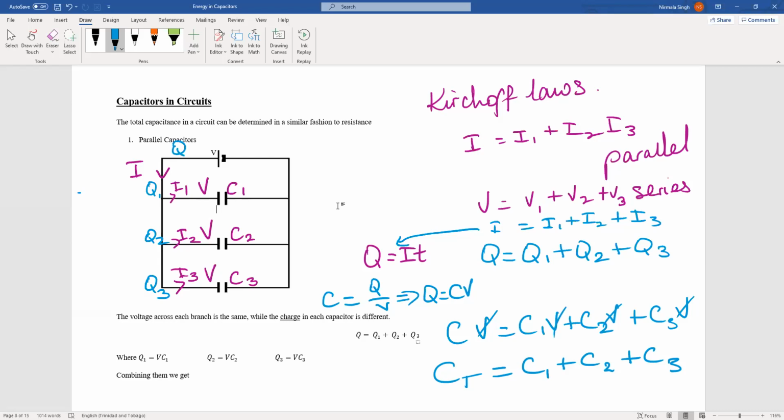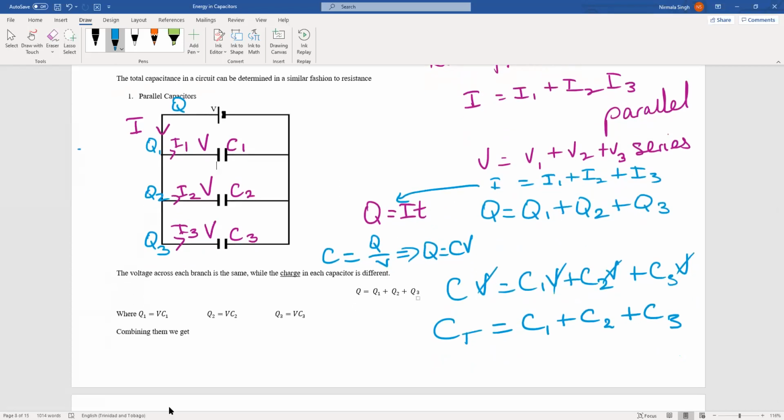When we had done resistors, our total resistance was 1 over R1 plus 1 over R2 plus 1 over R3, to the minus 1. Here it's the opposite, the complete opposite. So let's just go through that really quickly. I know it wasn't a hard proof because we've done this before.